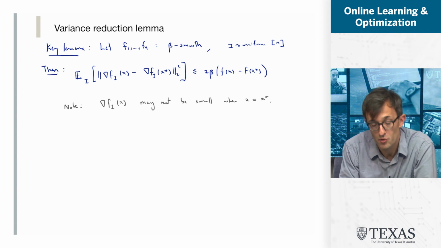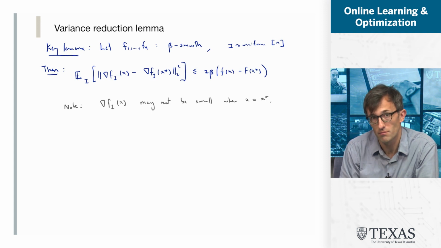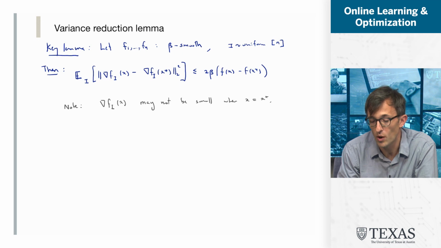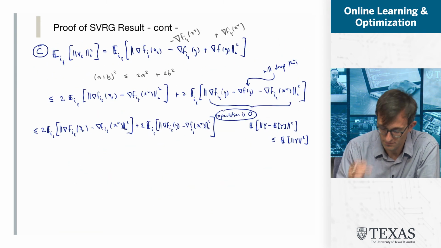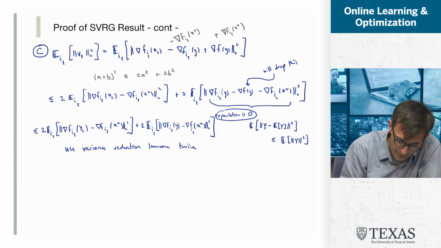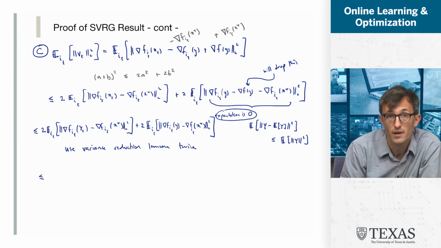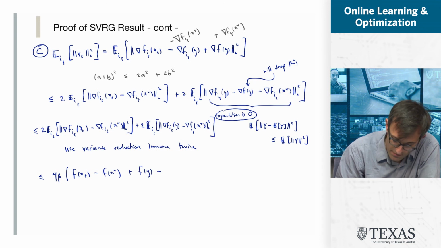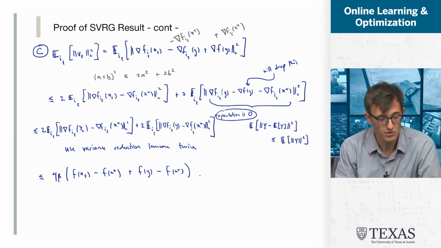The variance reduction lemma promises me an upper bound on the expectation of the squared norm of the gradient of fi evaluated at some point x minus the gradient of fi evaluated at x star. So each of the two terms that I have now has this form. And so I'm going to upper bound each of these two terms by twice beta and the difference of the f's. So I use our variance reduction lemma twice, and I get that this is upper bounded by 2 and another 2 beta, so 4 beta times f of xt minus f of x star. That's the first. And then I have f of y minus another copy of f of x star. Okay, so much for term C.